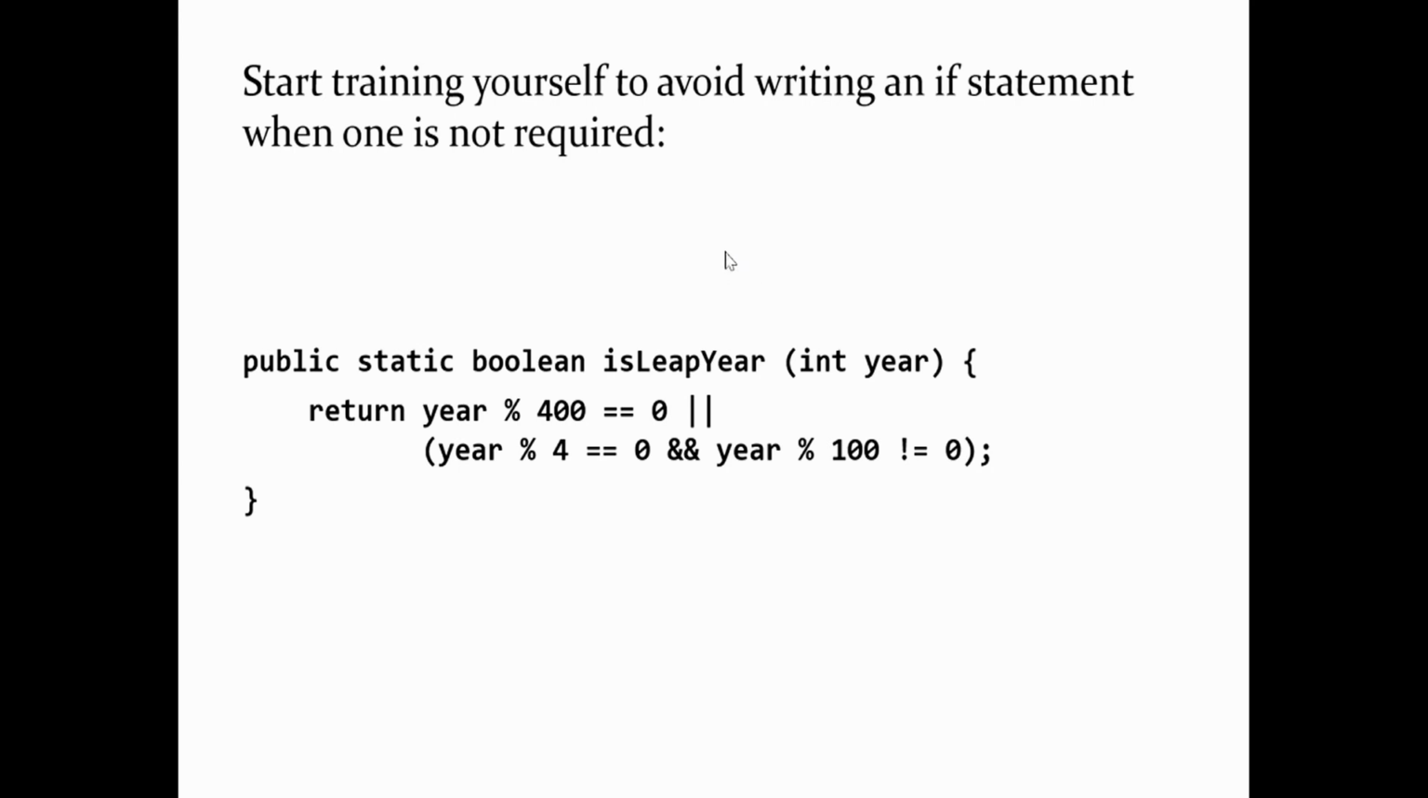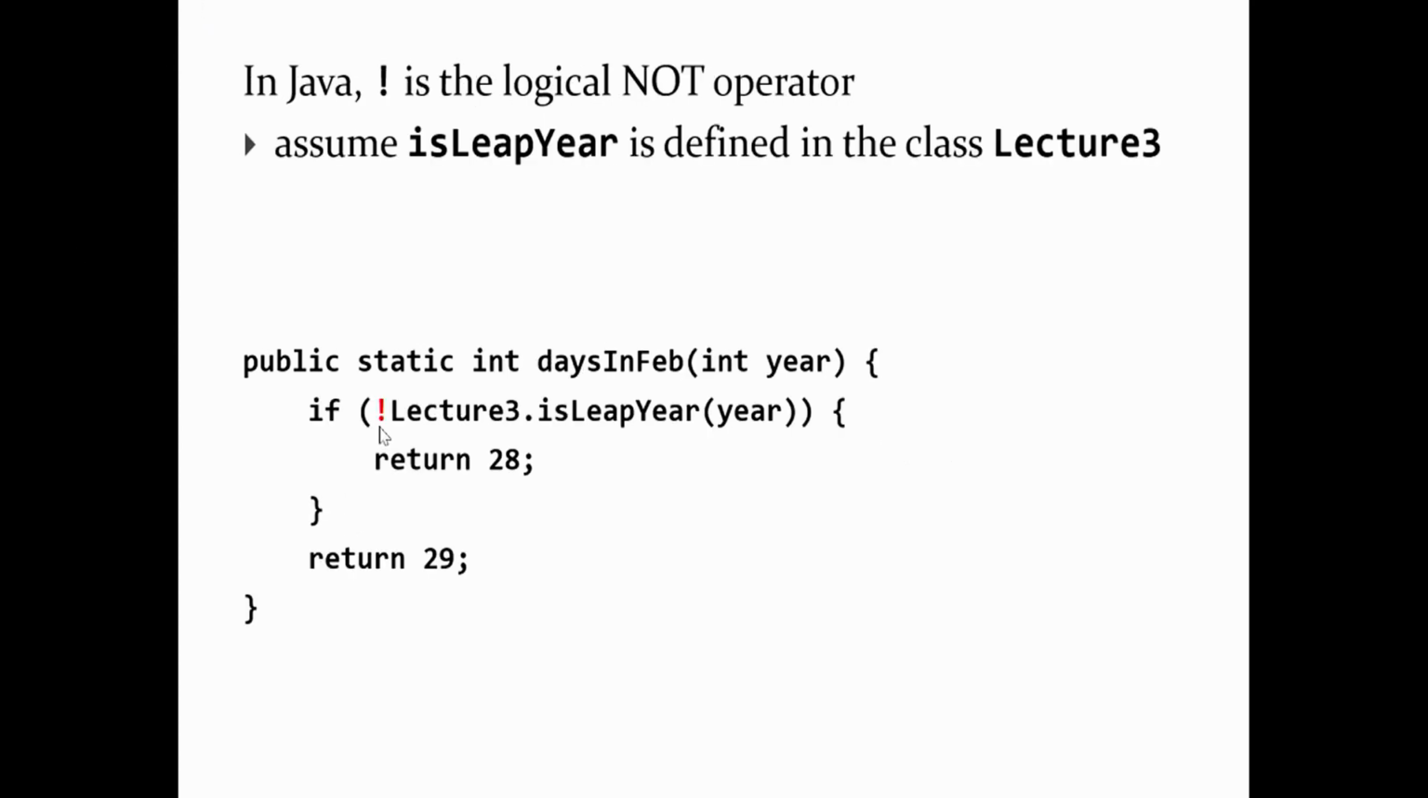All right, and the last logical operator that you need to know about is not. In Python, the logical operator is NOT. In Java, it's the exclamation mark. So assuming you have the isLeapYear method, I want to write a method that returns the number of days in February for some given year. The first thing I'm going to do is check: is that year not a leap year? If it's not a leap year, return 28. Otherwise, return 29. So if you need not, it's the exclamation mark, instead of NOT. And that's it for logical operators.